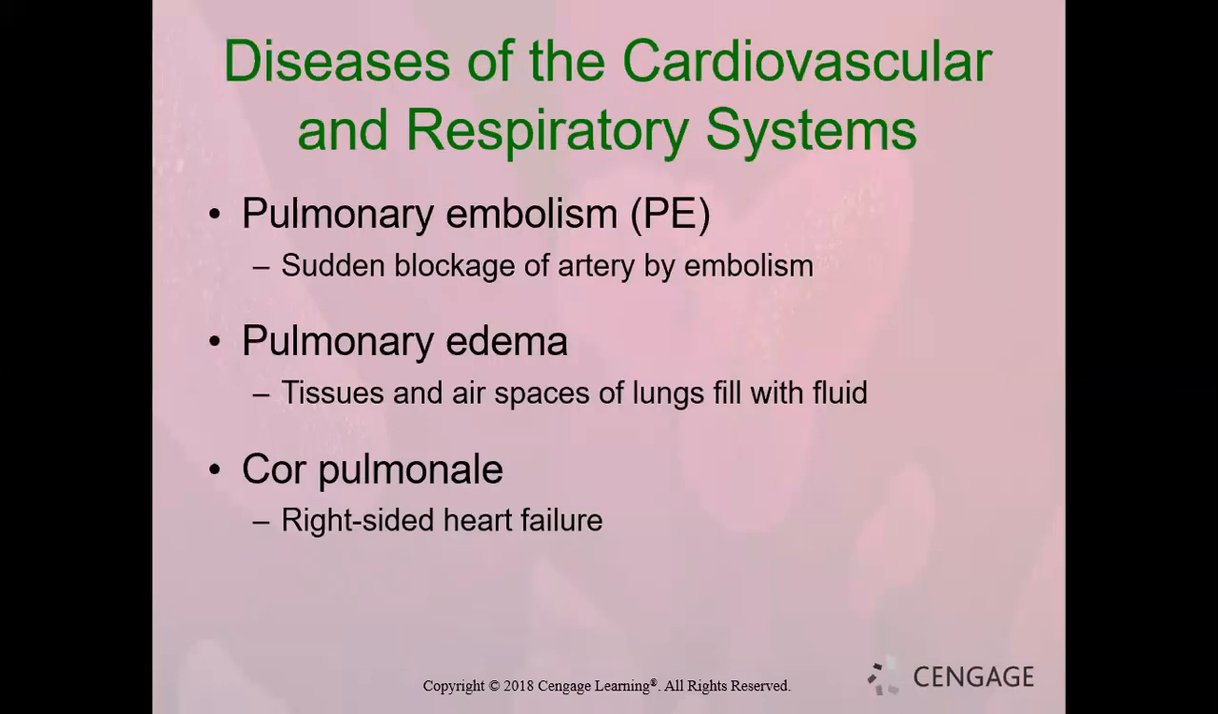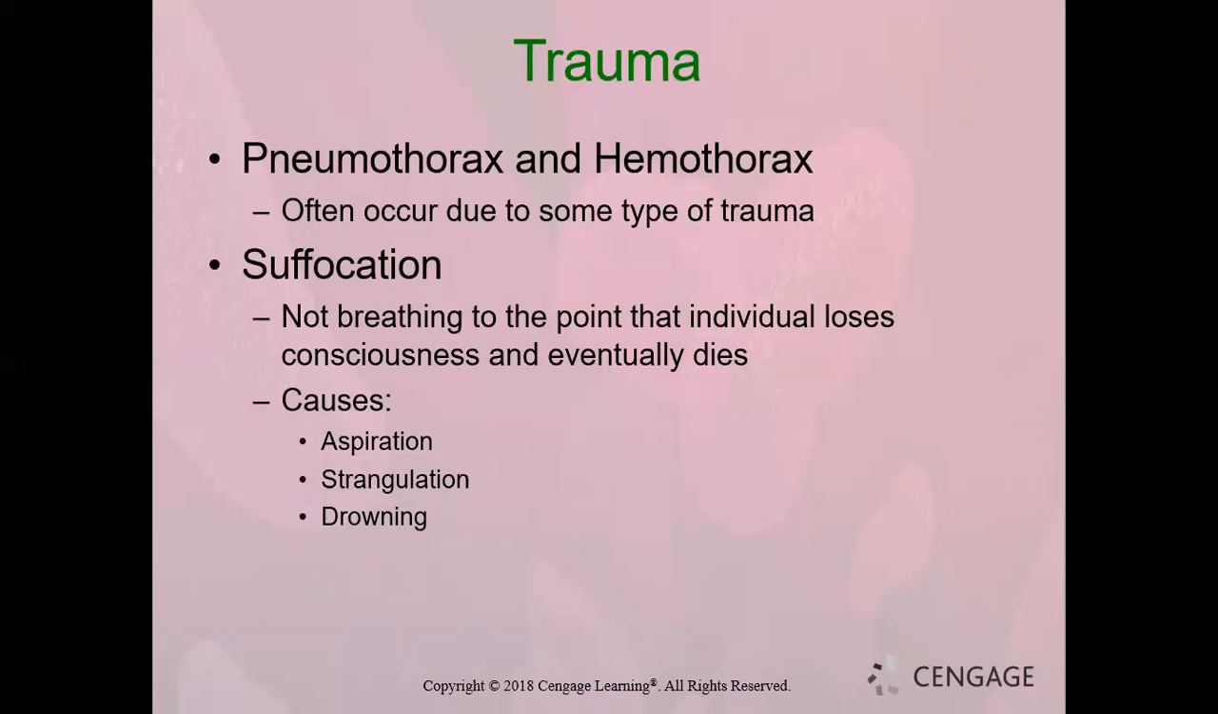You can also have a pulmonary embolism. This is a sudden blockage of the artery by an embolism. Pulmonary edema is when tissues and air spaces of the lungs fill with fluid. And cor pulmonale is right-sided heart failure from respiratory problems. We don't really need to talk about pneumothorax and hemothorax.